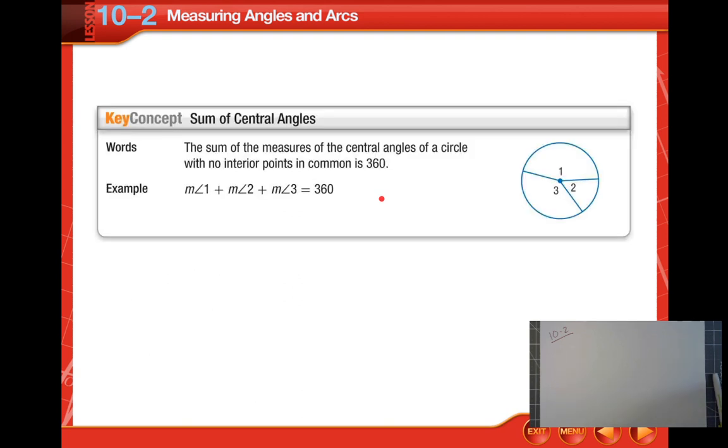So this is our first thing. The sum of the measures of the central angles of a circle with no interior points in common is 360 degrees. Hopefully that makes sense. Hopefully we see we have a circle given here, and all of these angles add up to 360. Not only do all of the interior angles add up to 360, but if you had a perfect diameter cutting it in half, they add up to 180. We'll do one of those right now.